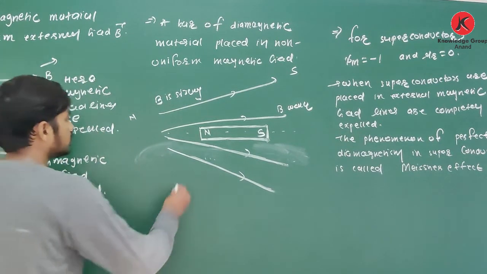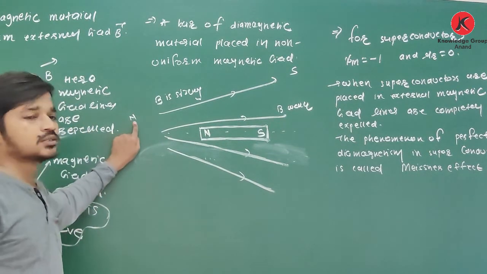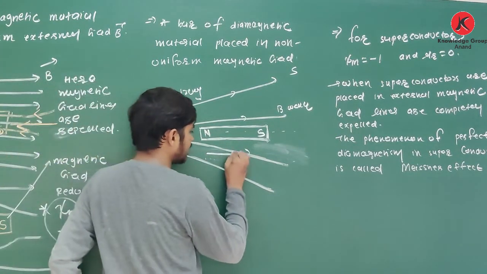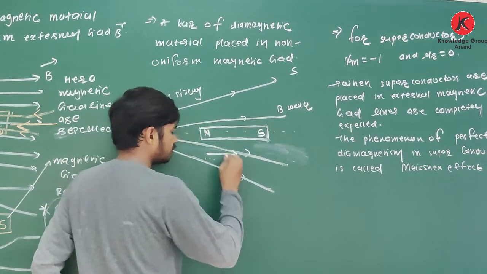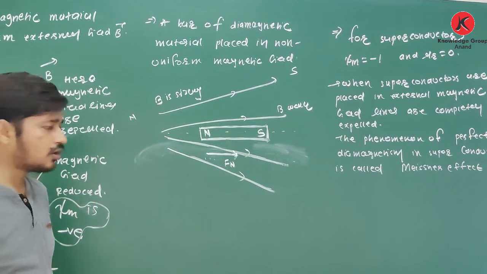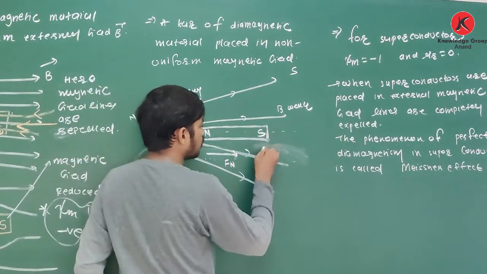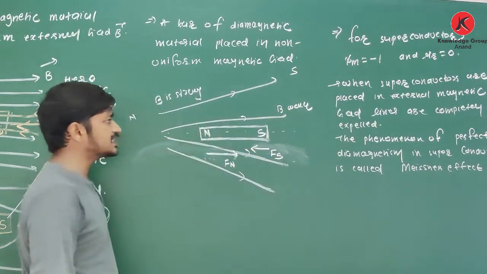Here on this north pole, due to this force acting, it is in the direction of the magnetic field. And on this south pole, the force acting is in this direction. That is Fs.